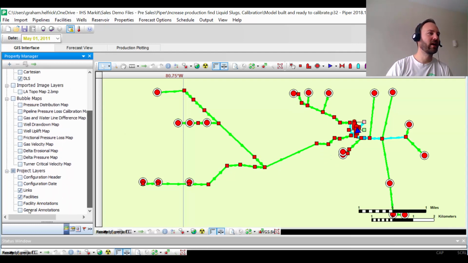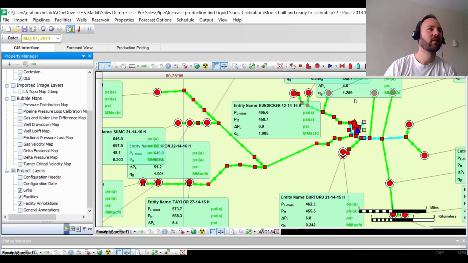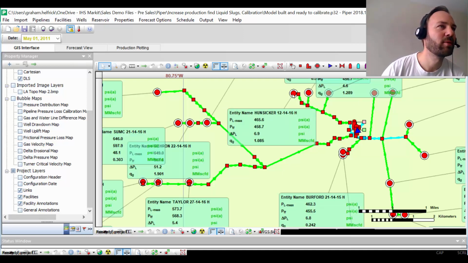Now what we're going to look at now are the results. Okay, so this particular well right here is producing 1,000,000 cubic feet per day. And the software's telling me we should have 458 pounds of pressure at this well. Okay, that's what the computer's saying. The measurement that we took in the field is a little bit higher, 465 pounds.